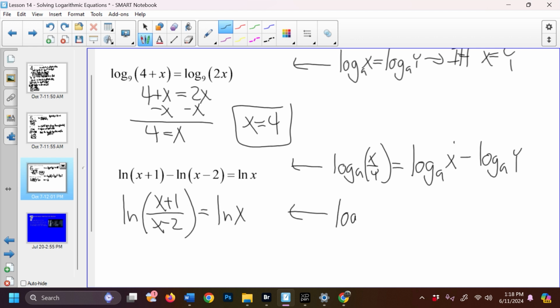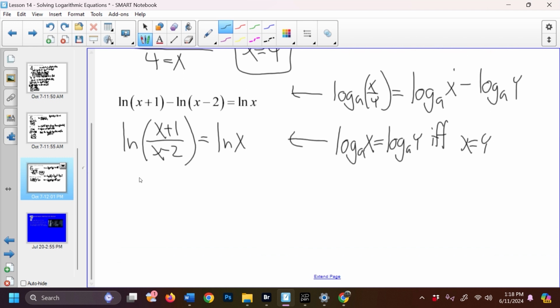So now, just like in the last one, I have two logarithms with the same base, so we will use log base a of x equals log base a of y if and only if x is equal to y. And we'll say x plus 1 over x minus 2 is equal to just x. Here, I want to solve that for x. I'm going to end up with a quadratic.